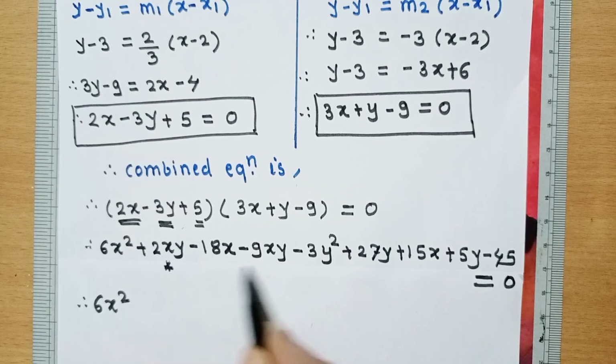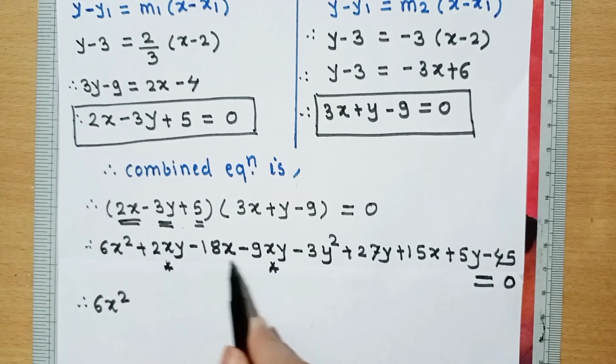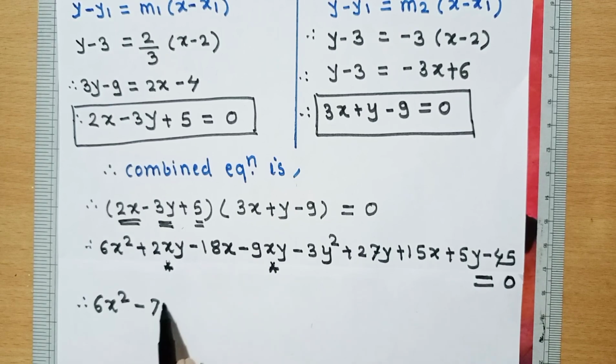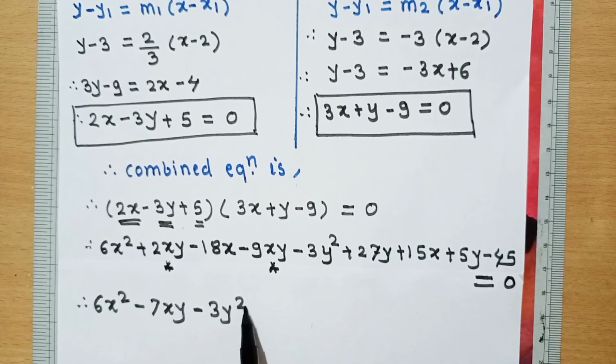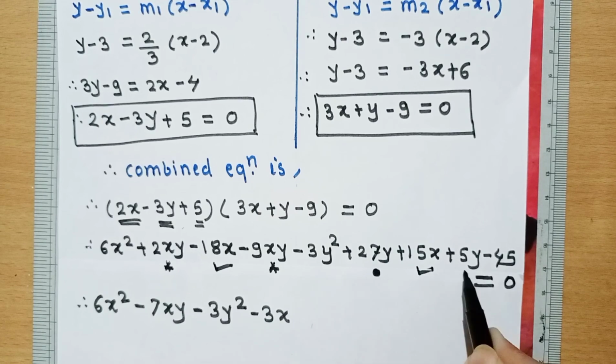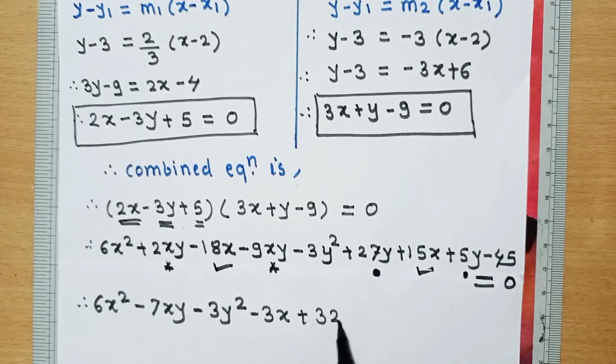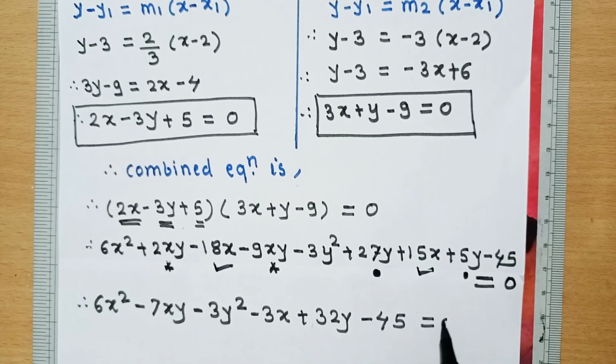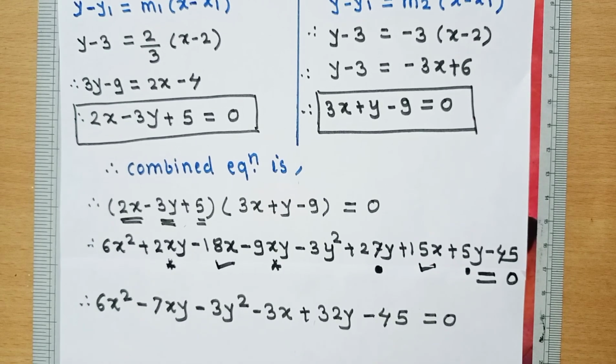Now collect the xy term. So 2 minus 9, minus 7xy, then the y square term, minus 3y square, then the x term, minus 18x plus 15x, minus 3x, then the y term, this is y, 27 plus 5, 32y, and the last constant, minus 45 equal to 0, is the combined equation of the given two lines.